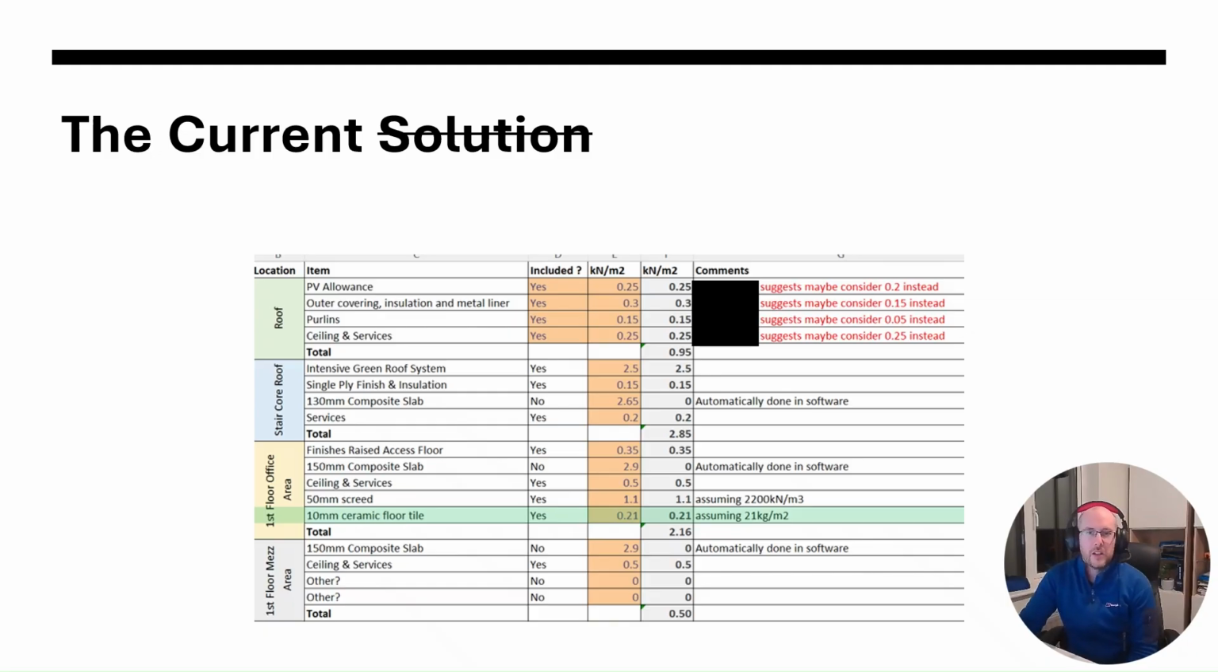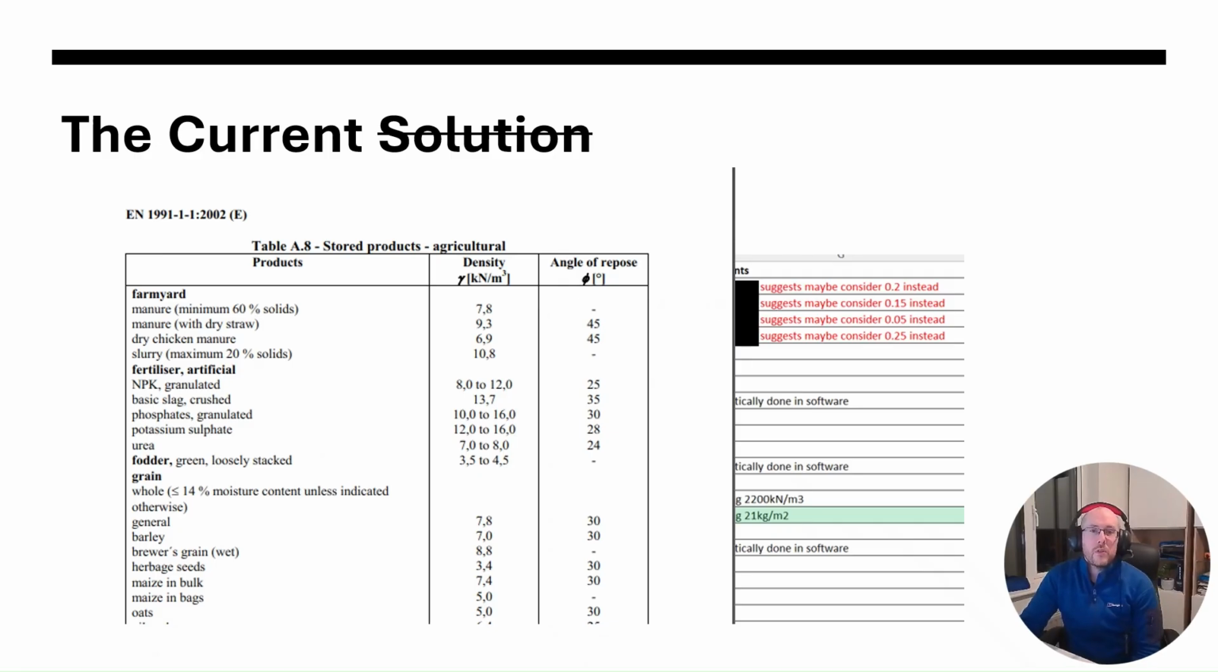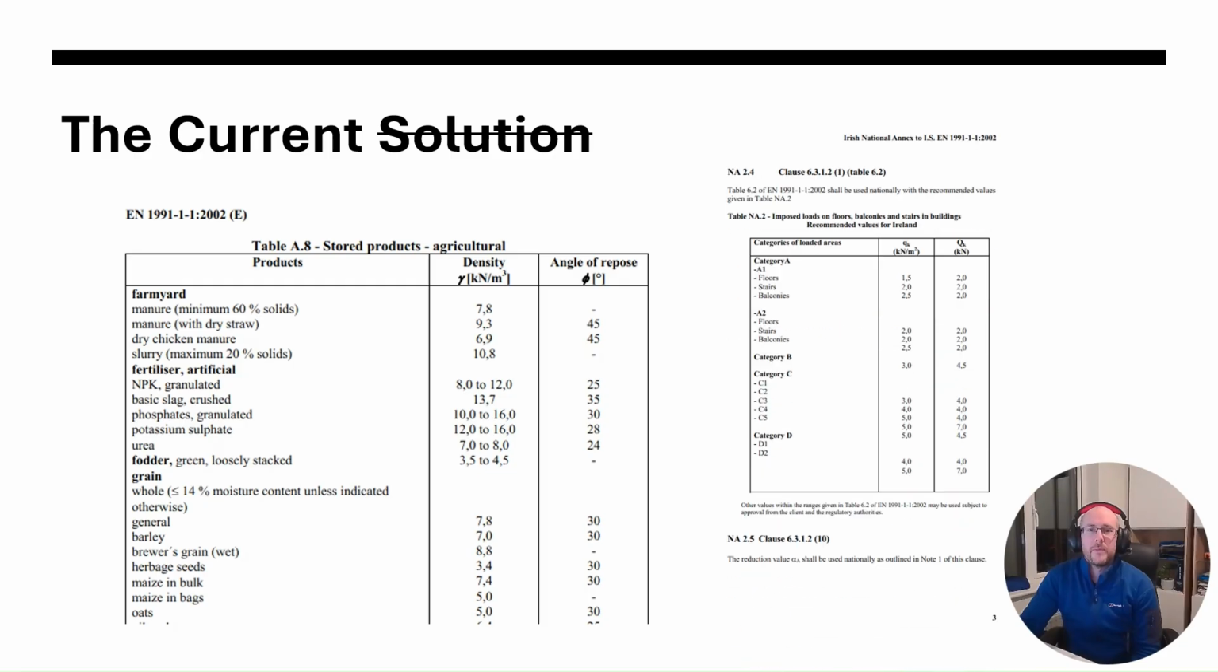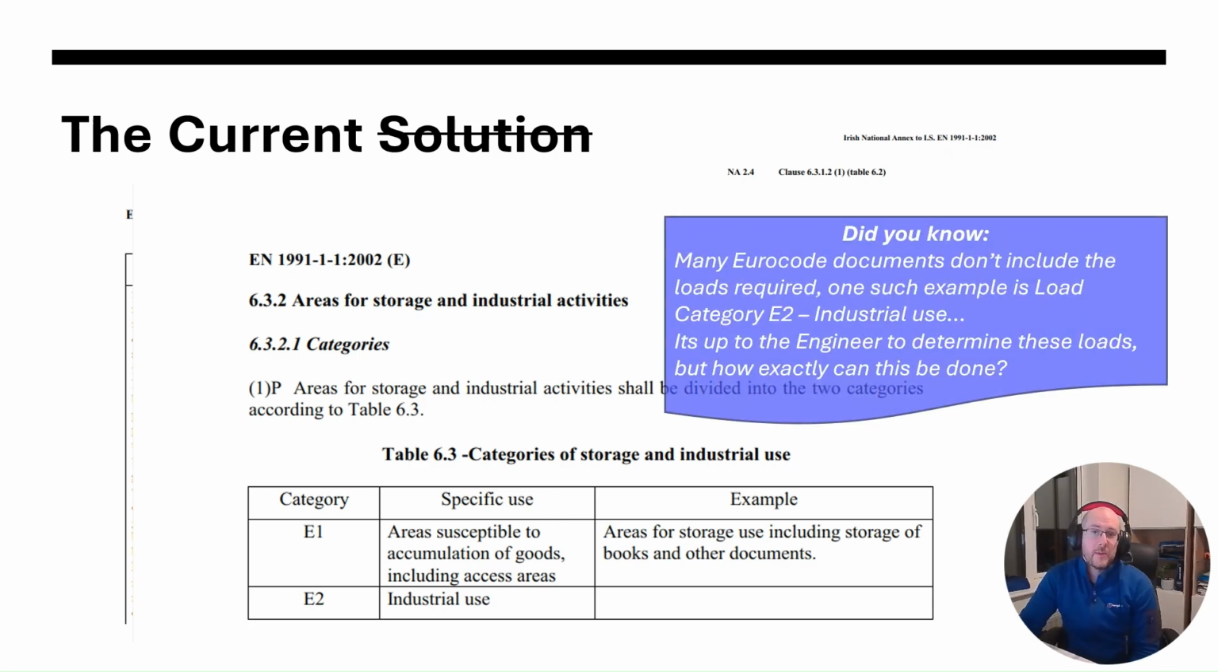That doesn't really work. Some may just use loads directly from design standards like the Eurocodes, for example. However, not all loads are given in the Eurocodes. A typical example is category E2, and it's up to the engineer to determine these loads. So then the question is asked, how can this be done?